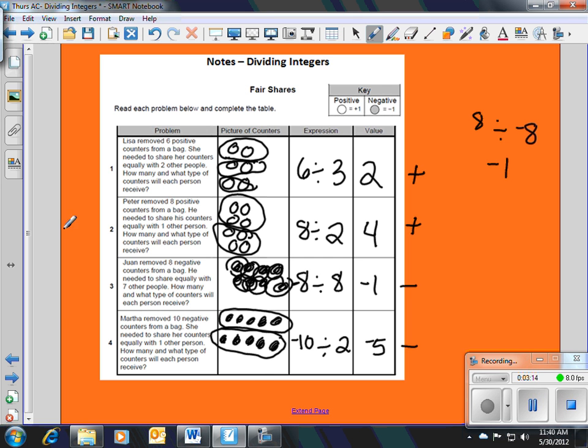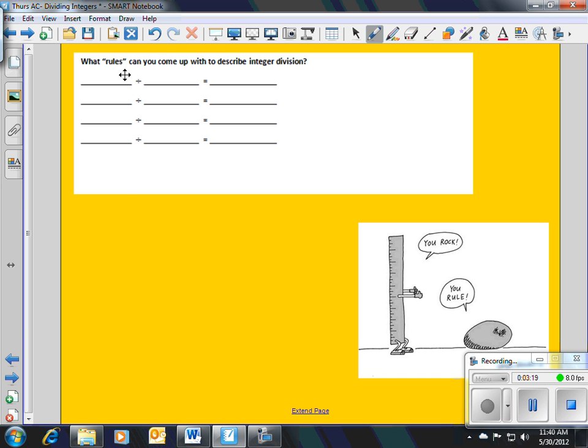Okay. So let's look at our rules. So again, they are the same as yesterday. So if you have a positive divided by a positive, that's no negatives. So your answer has to be positive. If you have a positive and a negative, there's only 1 negative there, so your answer is negative. A negative and a positive, again, only 1 negative, so your answer is a negative. A negative and a negative takes 2 negatives to make a positive, which means your answer is positive.